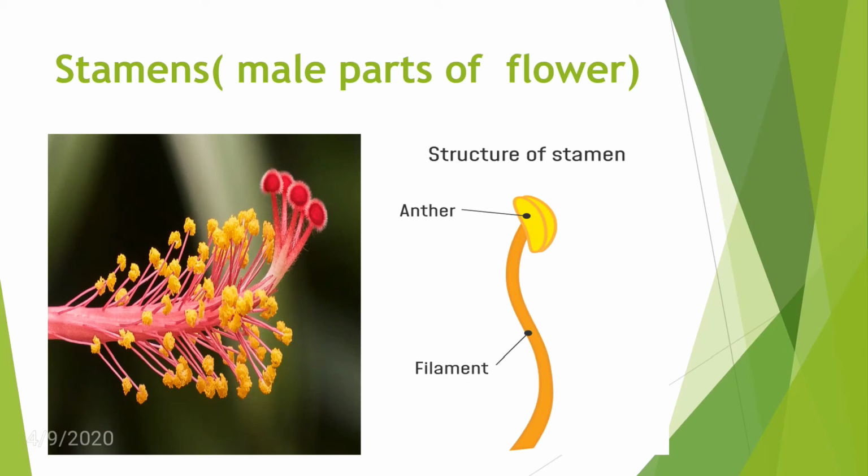Stamens. Stamens are the male parts of a flower. Each stamen is like a thread and ends in a sac-like structure called the anther. Each anther has many pollens. Pollens are dust-like substances present in the anthers.